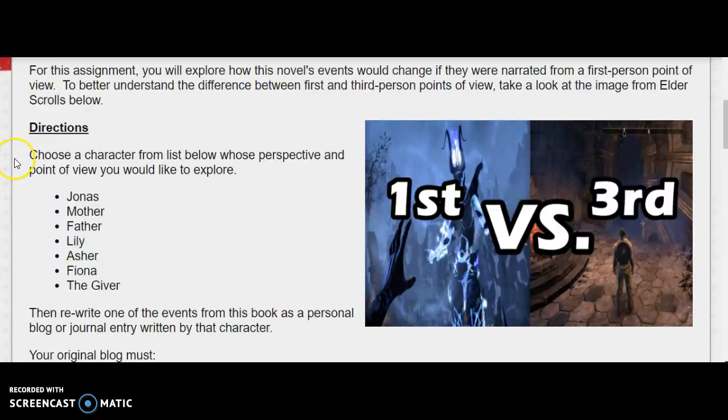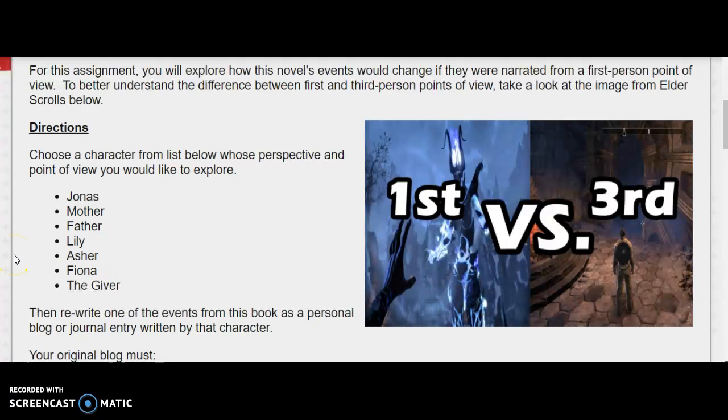Choose a character from the list below whose perspective and point of view you would like to explore. So your options are Jonas, Mother, Father, Lily, Asher, Fiona, and the Giver. One important thing that you should probably pay attention to: Mother, Father, Lily, Asher, and Fiona. These characters cannot see color. So if you are looking for something more challenging, the boss fight of the assignment, so to speak, I would choose one of these people because you're not going to be able to describe things in colors. You're going to need to find alternative ways of describing what's going on.